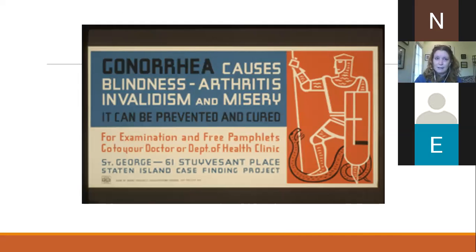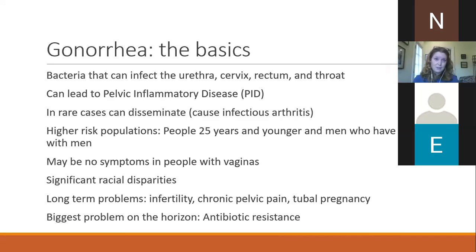So then gonorrhea, okay, it is also a bacteria, and it can also infect the urethra, the cervix, the rectum. But gonorrhea is also very happy in the throat. So we see a lot of gonorrhea in the throat, primarily with cis men and cis men who have sex with cis men. It also can lead to pelvic inflammatory disease. In rare cases, it can disseminate. It can get into the bloodstream and cause infectious arthritis, swelling and pain in the knee, for example.